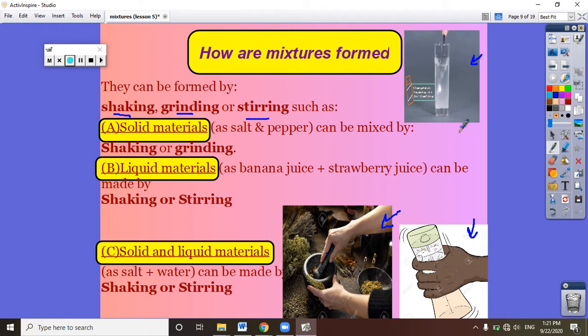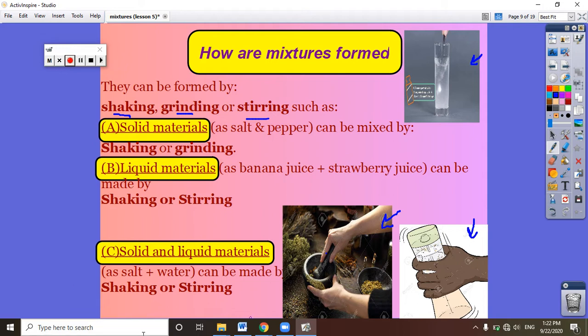So the methods for making mixtures are shaking, stirring, and grinding. To make any mixture, we can use the shaking way. So to make any type of mixture, solid, liquid, or solid-liquid, if we ask you to make any type of mixture, I answer by shaking. So shaking can make any type of mixture.